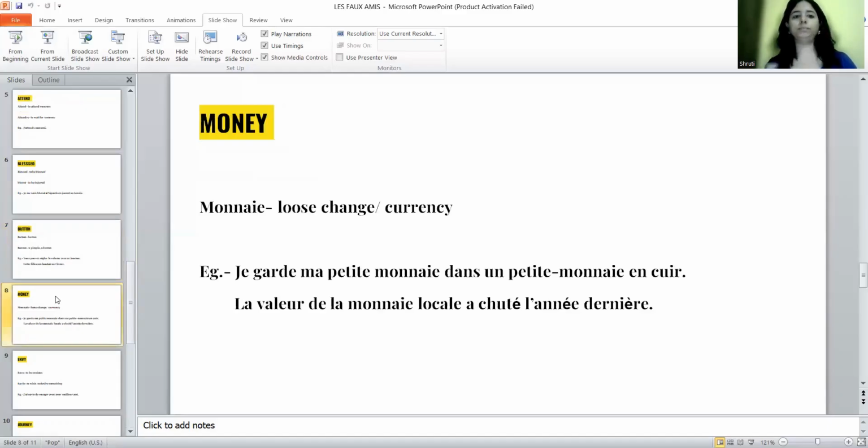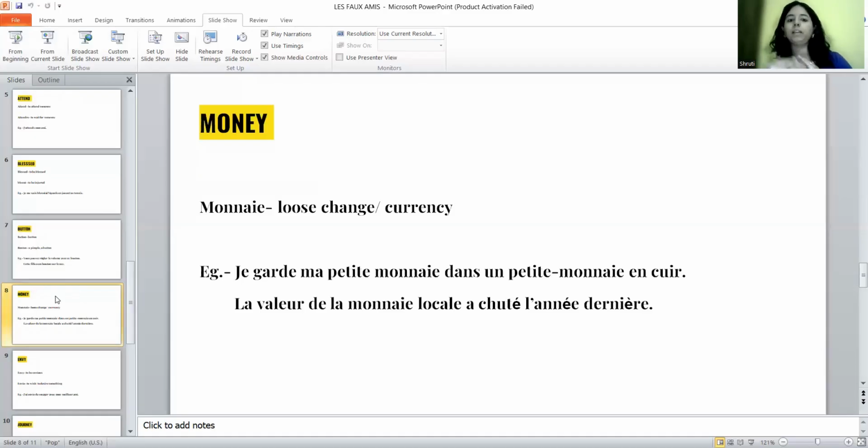Now the next one is money. So everybody knows what is money, right? It's a currency. But in French, monnaie, that is the pronunciation, can have a meaning other than currency. So it also means loose change. For example, je garde ma petite monnaie dans une petite monnaie en cuir, which means that I keep my loose change in a leather pouch or in a leather purse.